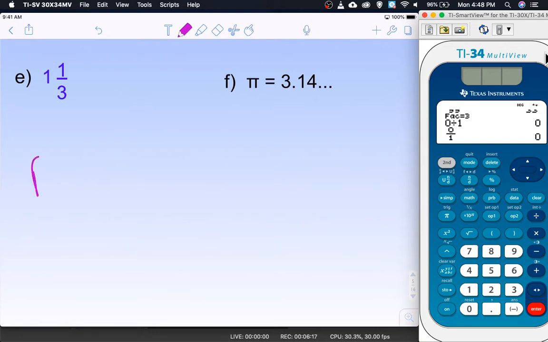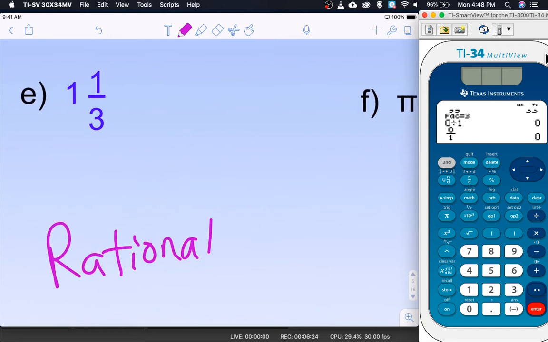So the answer is yes, it is rational. As a fraction, maybe you remember how to do this. You multiply the denominator times the whole number, and then you add the numerator, and this would give you 4 thirds. That's what it would be as a fraction.